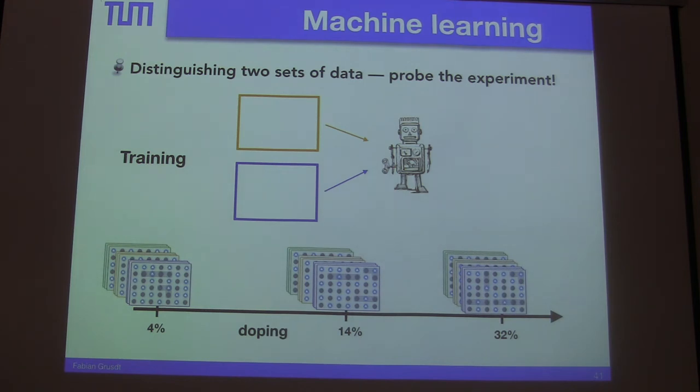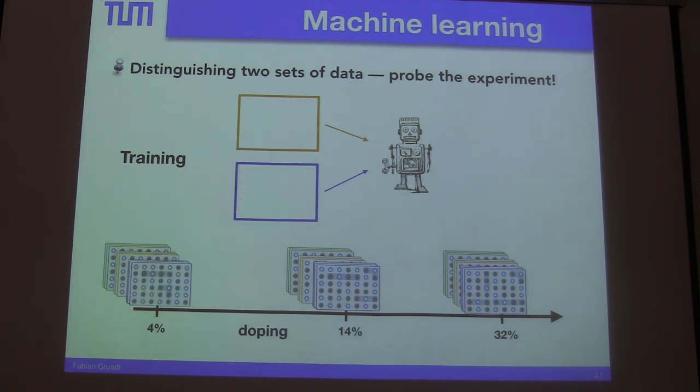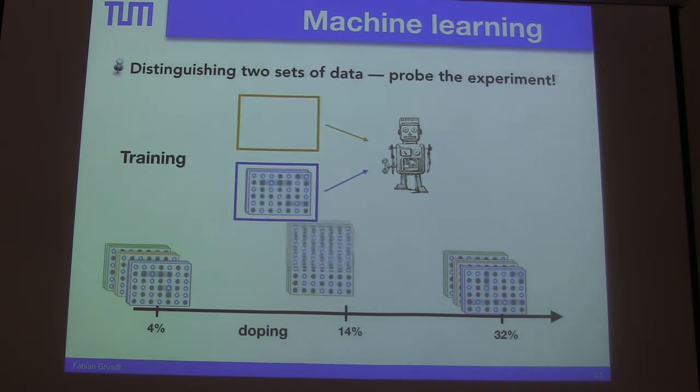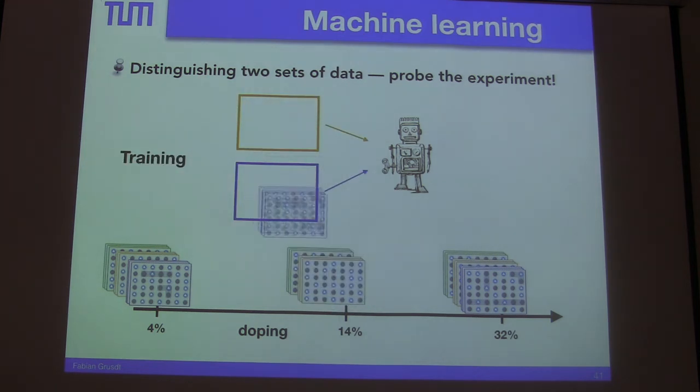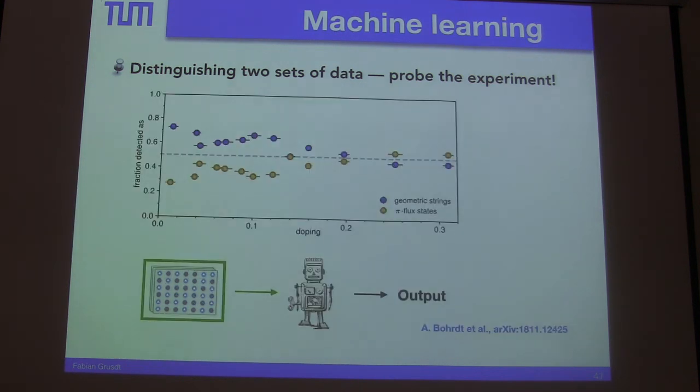So what we do now is we only train the machine with two of the theories, right? So we only train it to distinguish this string theory from this pi flux. Okay? So it only knows two categories. We train it, let's say, at 4% doping, and then we take the experiment and ask the machine to classify the experimental snapshot as one of those two categories. And then it gives us some output. Okay? And then, of course, this is something we can repeat at the other doping value. And the machine runs for a while. And then this is the outcome, okay?